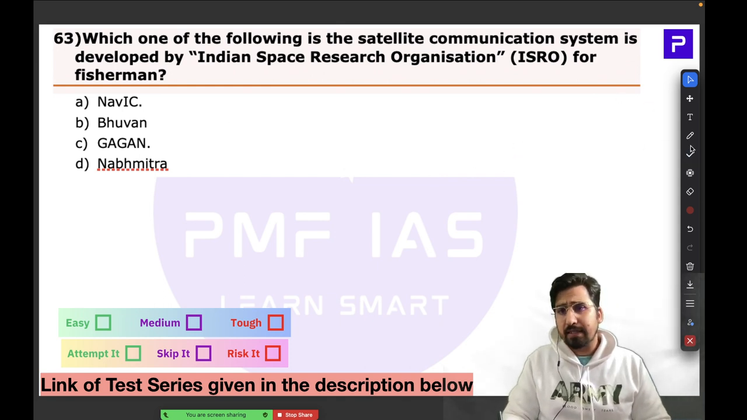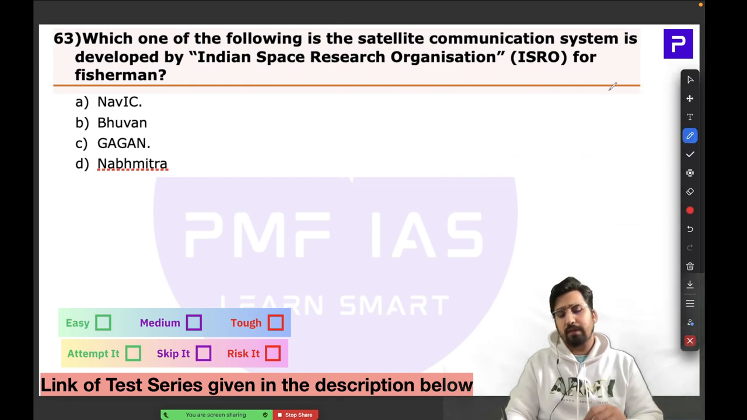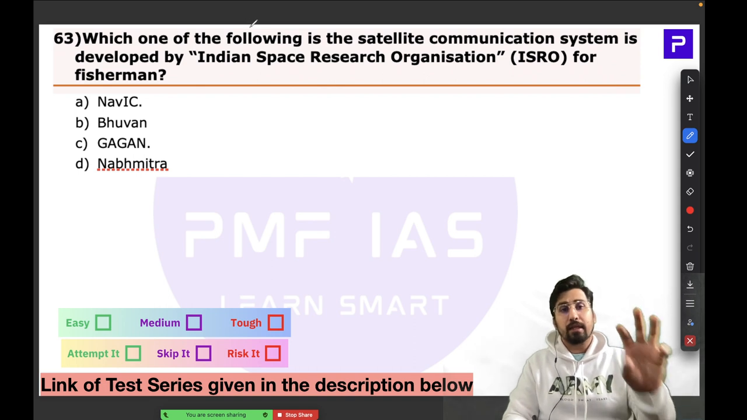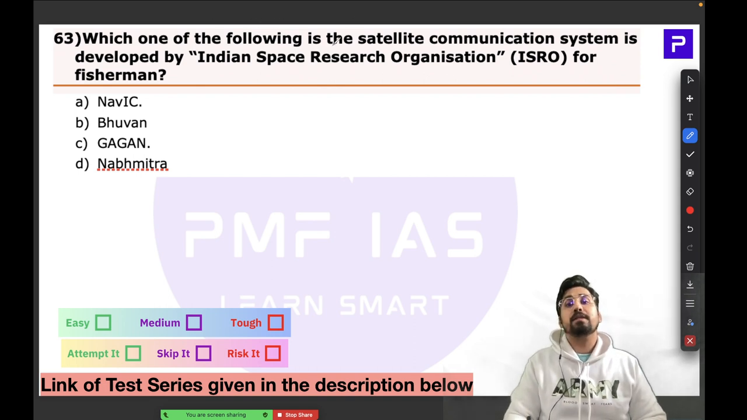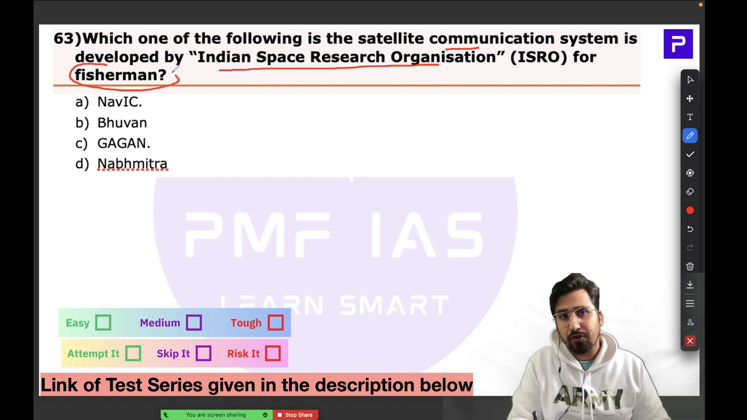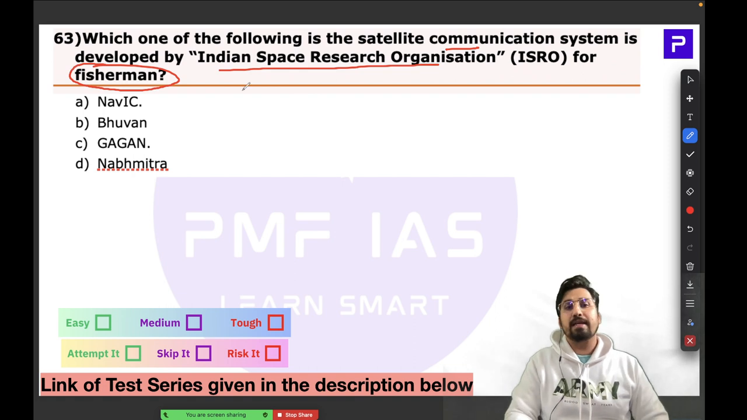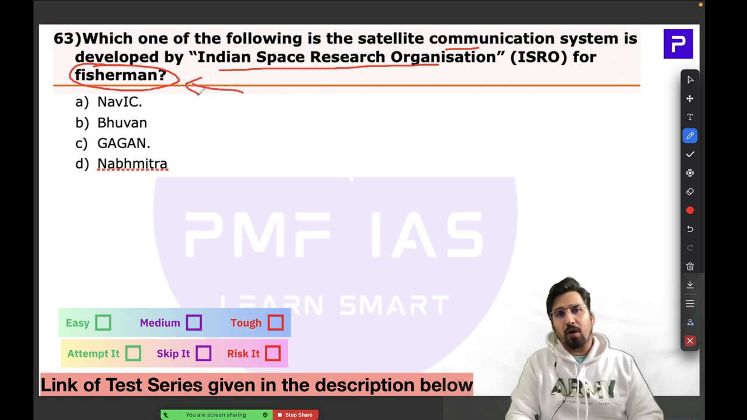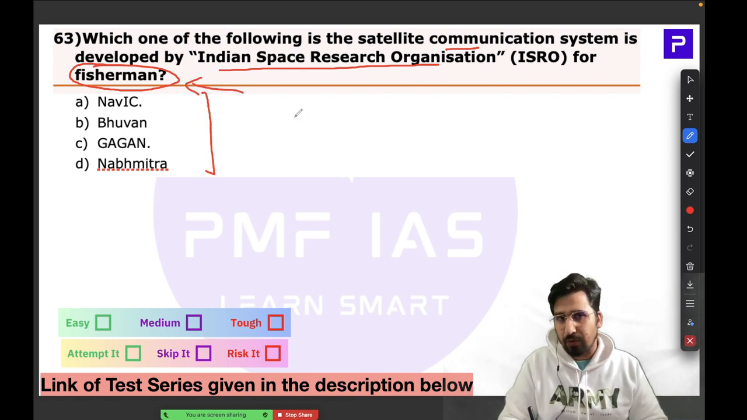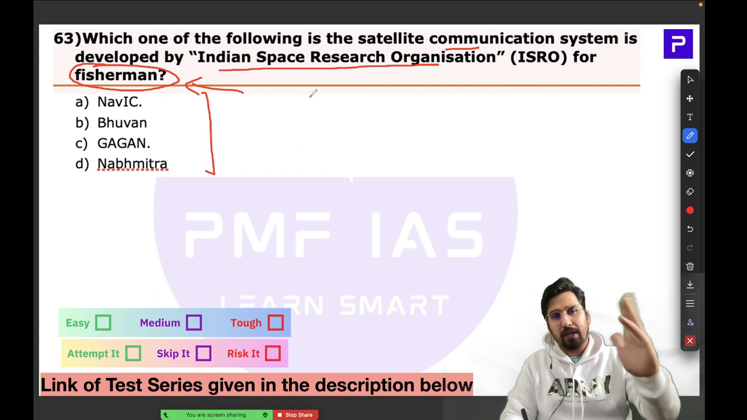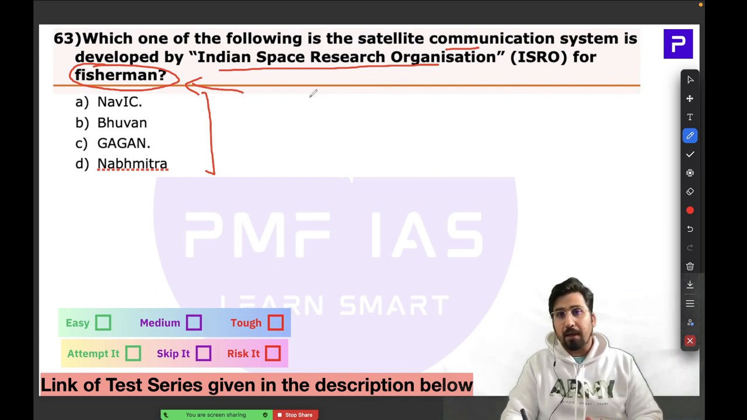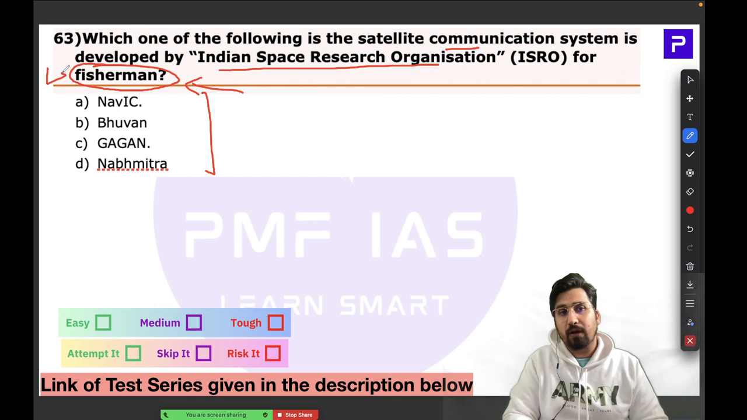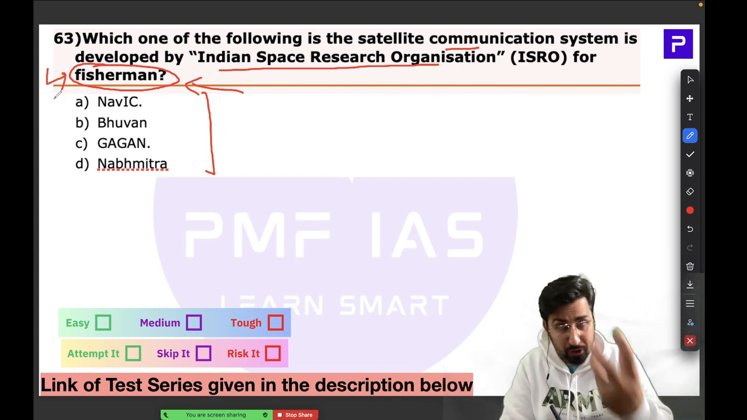The next question is something that you can solve with a bit of common sense and logic. The question is about which particular satellite communication is developed by ISRO, and it is specifically to be utilized for the fishermen. Now the keyword here is the fishermen. Because all of them are made by ISRO: Navik, Bhuvan, Gagan, Nabh Mitra. But which specifically is for the welfare, for the benefit of the fishermen of the country?